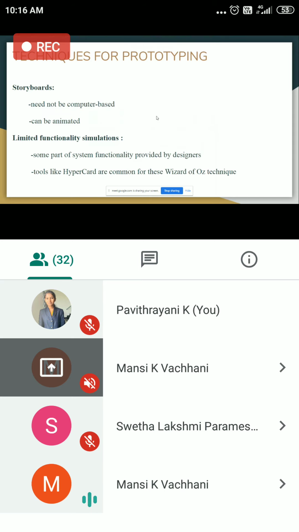Next are the techniques for prototyping. We have two types: storyboards and limited functionality simulations. Storyboards need not be computer based. They are simple storyboards, and a prototype like this can be animated.